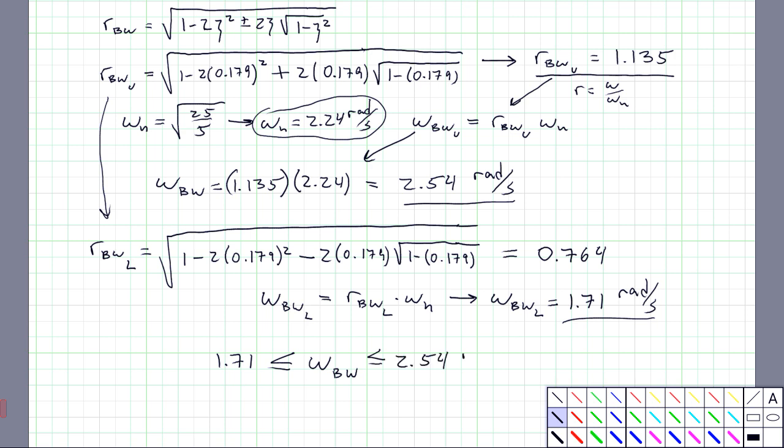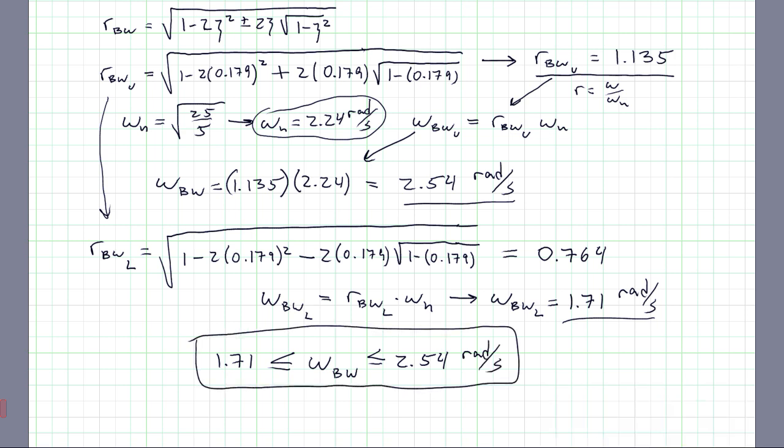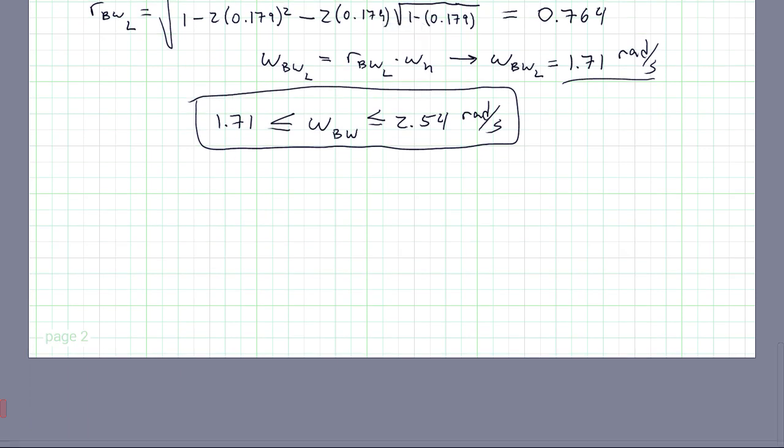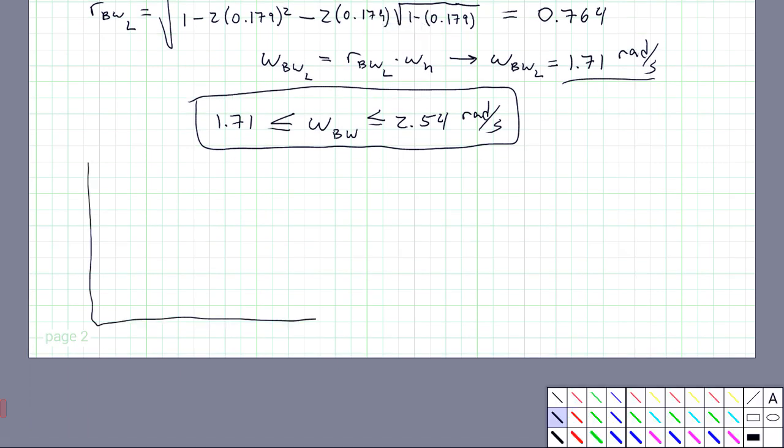radians per second. And it's a good time to do a quick reality check. Notice that we have our magnitude ratio over omega, and you have a peak. The way we're defining bandwidth, this is the peak magnitude ratio, and this is 1 over square root of 2 of M_P. So the bandwidth is going to happen at these two frequencies. We found the upper one to be 2.54 and the lower one to be 1.71, and the peak frequency is going to be somewhere in the middle.